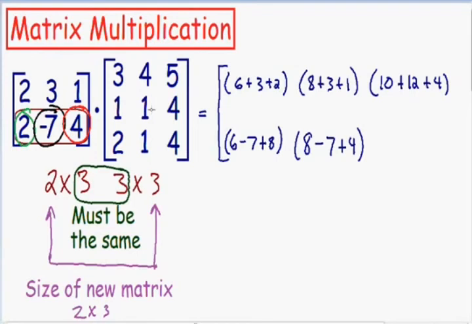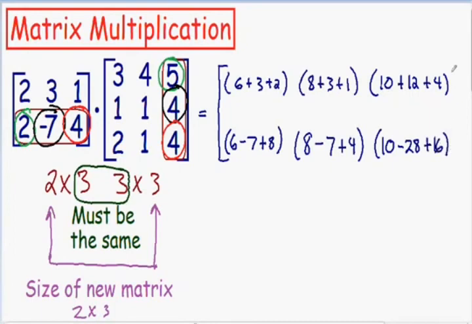And now we have to do it one last time. We need to multiply the second row by the third column. So I'll put a box around the third column. Once again, the first number in green, the second number in black, and the third number in red. If we multiply the green numbers together, we have 2 times 5, which is positive 10. If we multiply the black numbers together, we have negative 7 times positive 4, which is negative 28. And if we multiply the red numbers together, we have 4 times 4, which is positive 16.